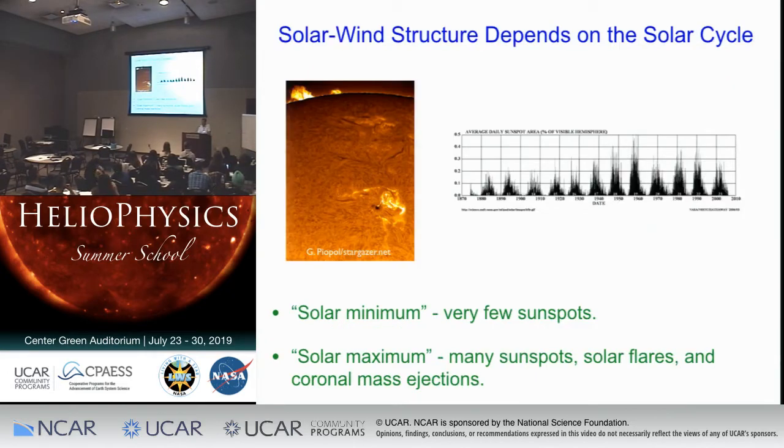So another thing you were learning about this morning is the solar cycle. So this is another way of envisioning the solar cycle. Plotted here in this graph is the average daily sunspot area on the sun as a percentage of the total area versus time, going back to the late 1800s to 2010. And this is how much area on the sun was covered by these sunspots, particular sunspots illustrated here.